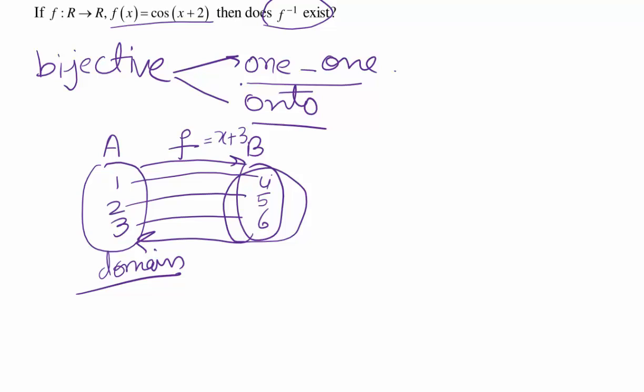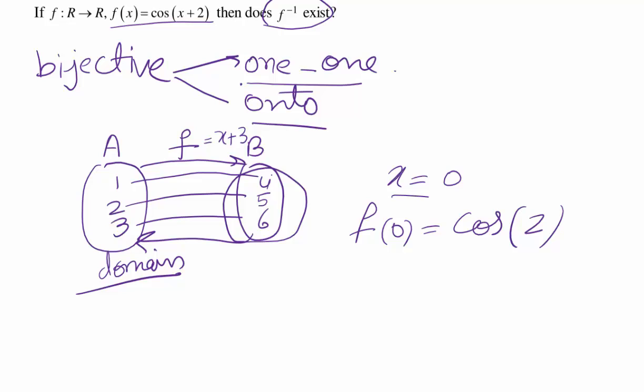So we will check whether cos x + 2 is one-one and onto or not. If we give an input x and we are getting a unique output, then we will say it is a one-one function. For example, if we put x = 0 in the function f(x), f(0) = cos 0 + 2, which means cos 2. So we are getting the answer cos 2 at x = 0.